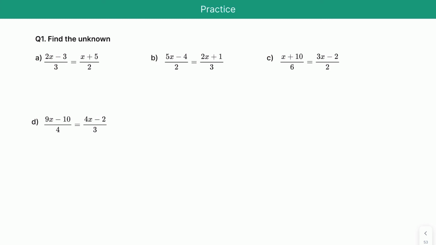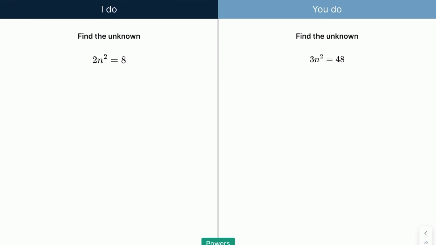So here's some practice questions. Press pause and have a go. Here are the answers. Mark your work. Now moving on, we're looking at powers.